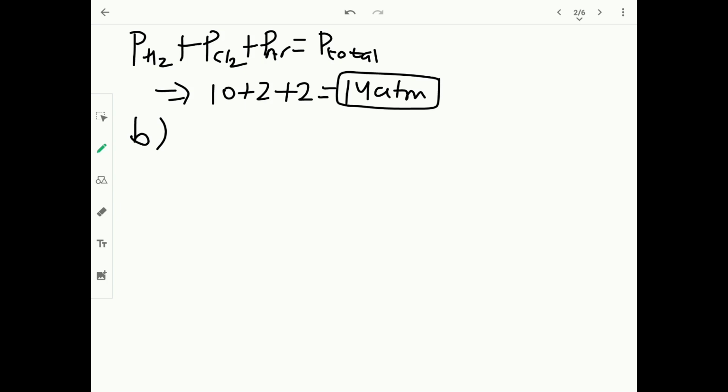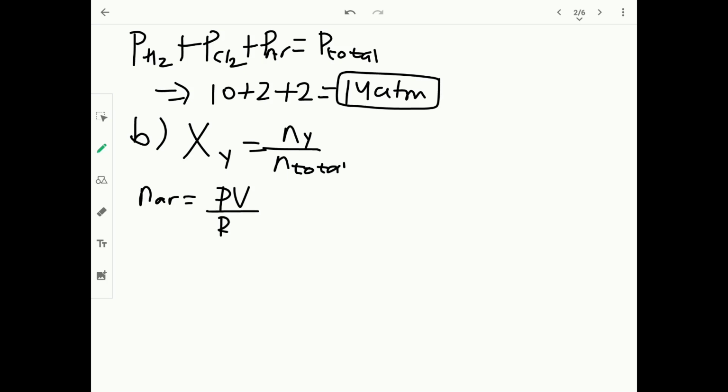Mole fraction of anything: mole fraction is X with the gas represented as Y. That's the number of moles of Y over the total number of moles. We have the number of moles of hydrogen. We have it for chlorine. We do not have it for argon. So again using PV equals nRT, but this time n of argon is equal to PV over RT, which is the pressure of argon, 2, times 8.2 over 0.082 times 400, and we should get 0.5 moles.